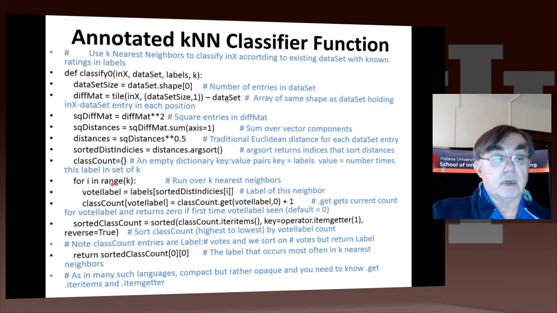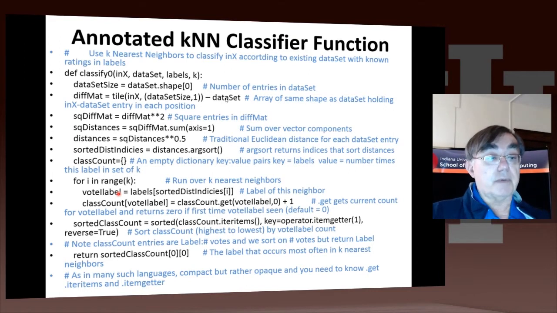So this vote label variable has the label of the k nearest neighbors, and as we run over I, we run over those k labels. Then we take the k label, we take in class count, and we increment the count of the label by 1. And this would be programmed differently in different languages, but in this particular language, it's coded in this fashion.